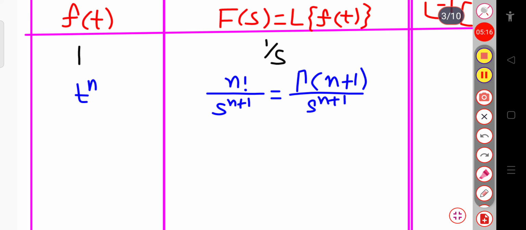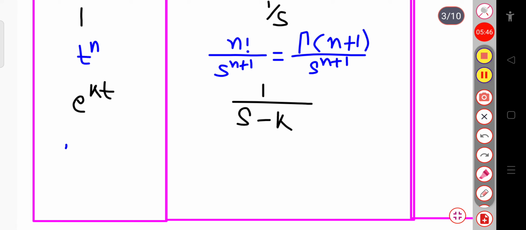Then suppose the function is exponential kt. The Laplace transform of exponential kt will be equal to 1 divided by s minus k. I am first writing here the functions and their Laplace transforms that we have already covered in our first or second lecture. Let me write the Laplace transforms first, and after that I will show you the inverses.